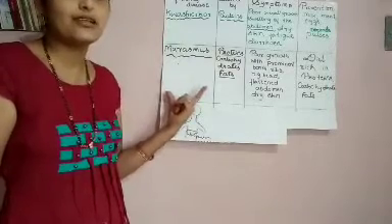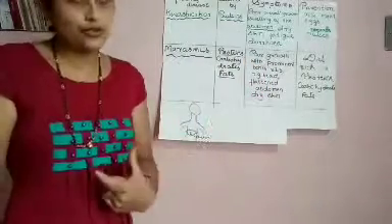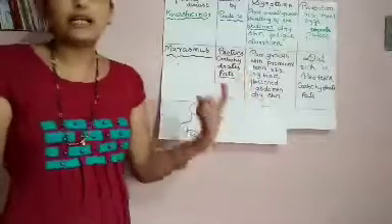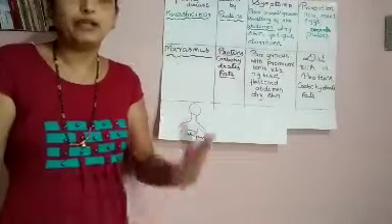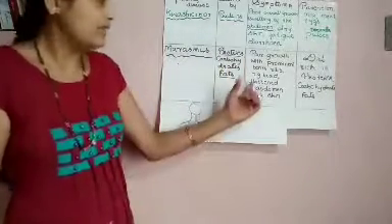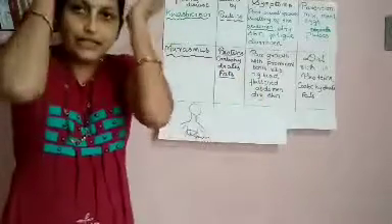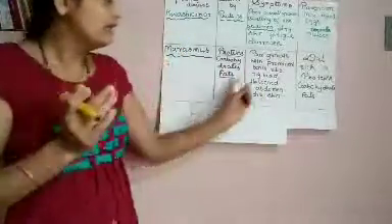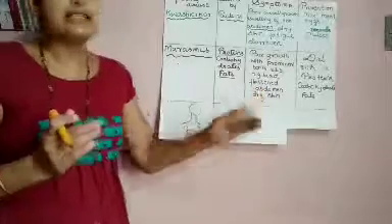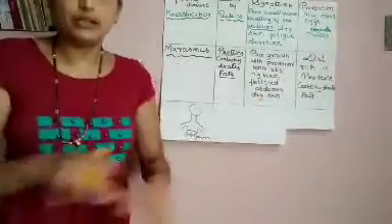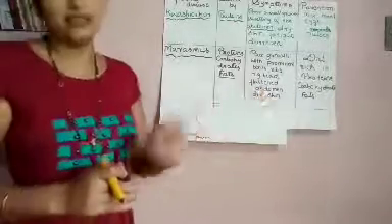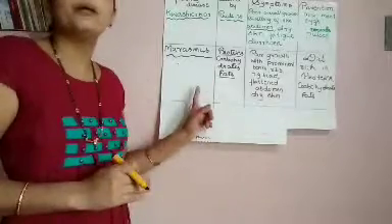So what happens in this? Growth reduces, bones and ribs become prominent, in the sense they do not grow properly, and the head region becomes bigger, that is big head. Next, flattened abdomen, the abdomen region becomes flattened, and dry skin. These are some of the symptoms of marasmus.